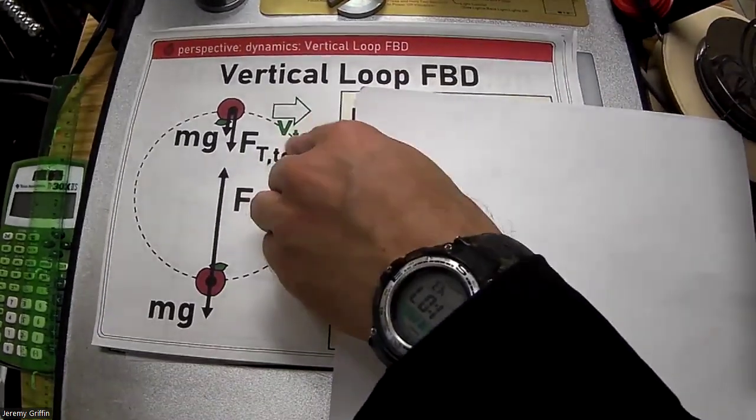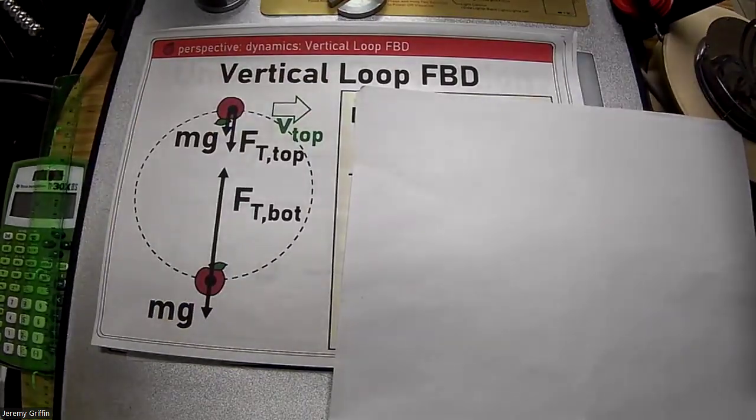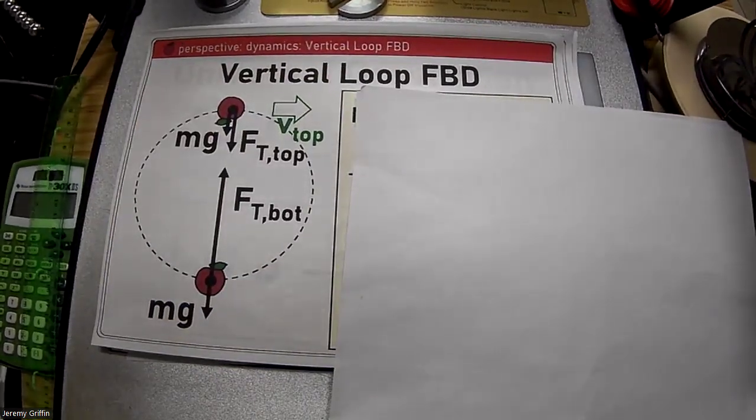Here's the question for you guys. What is the minimum speed to get around the top for a ball on a string? What's the minimum speed for it to stay in that circle pattern? Go ahead and derive that from scratch. What's the minimum speed to get around the top?